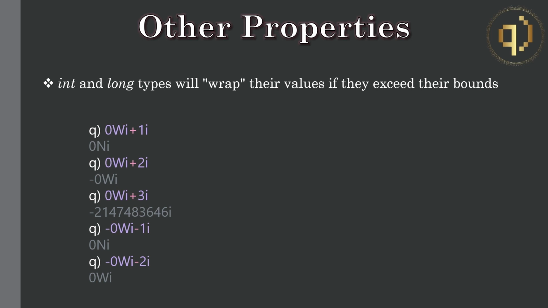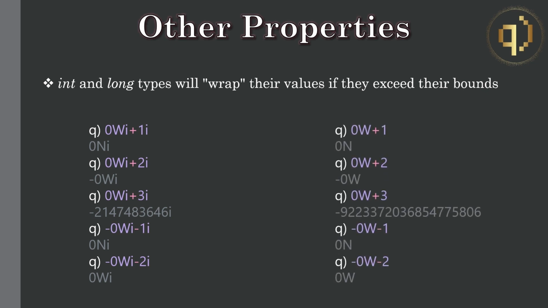And you can see it works in the opposite direction. So if I start at minus infinity and I minus 1, then I'll actually go to null. But if I started at minus infinity and I minus 2, I would wrap back round and go to the largest int value, which is infinity. And you can see in the second example that a similar thing will happen for longs. So just something to be aware of.